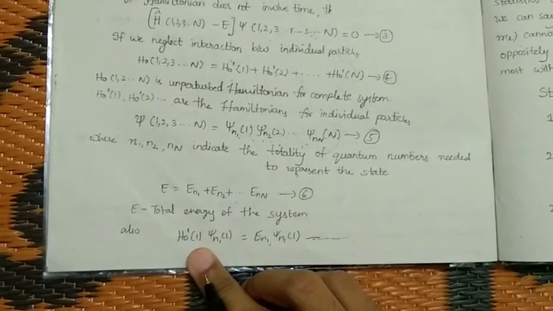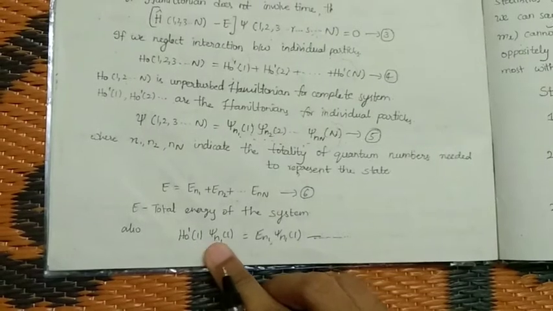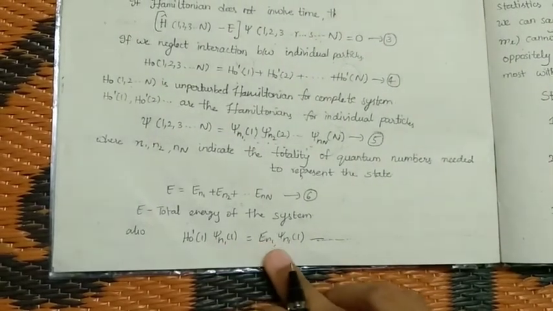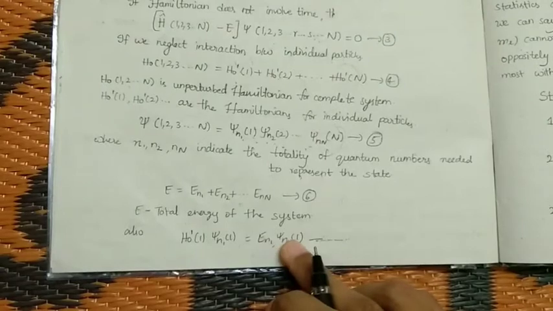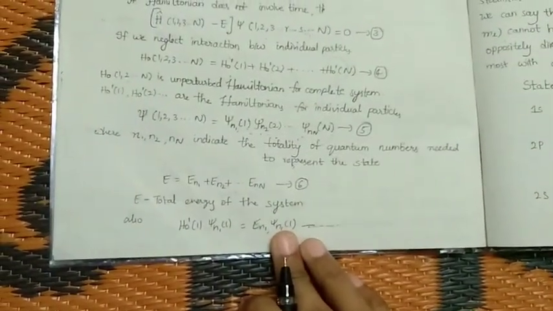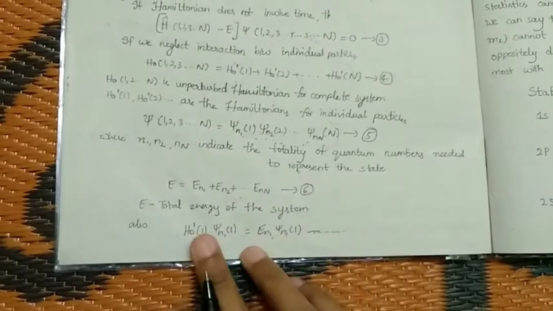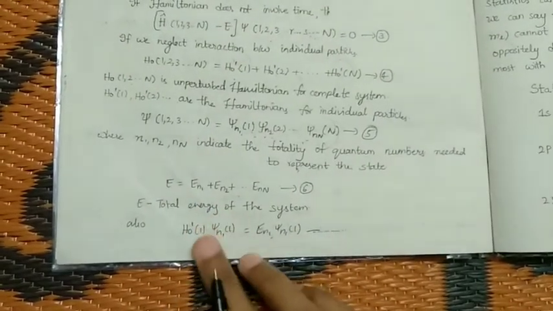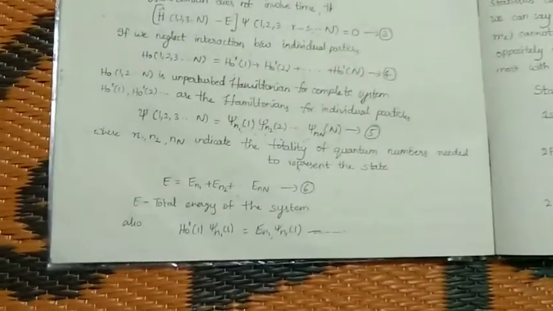Also h naught dash of 1 on xi n1 of 1 is equal to En1 times xi n1 of 1. As we know that h xi is equal to E xi, this is satisfied for each of the individual electrons. So this is for the first electron. In the same manner we would have it for the second electron.